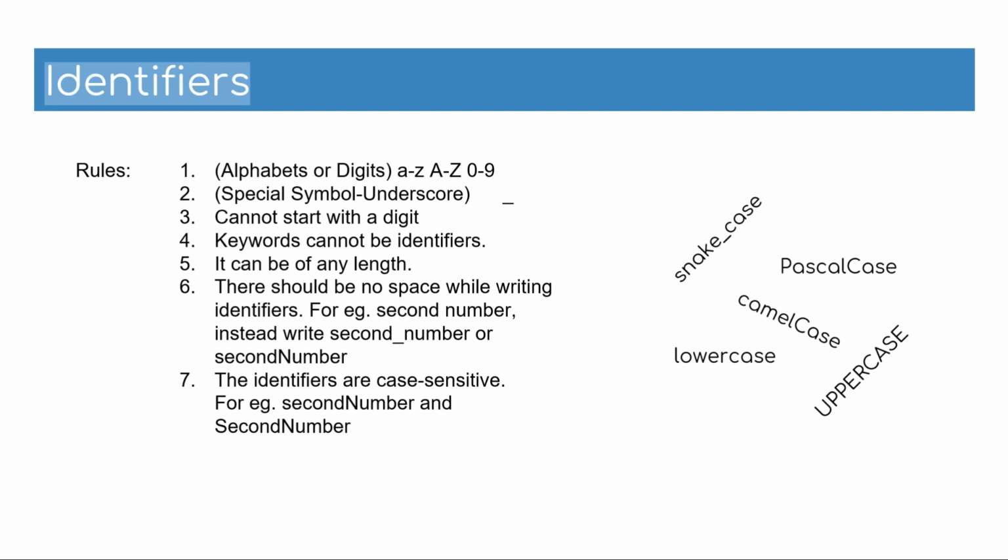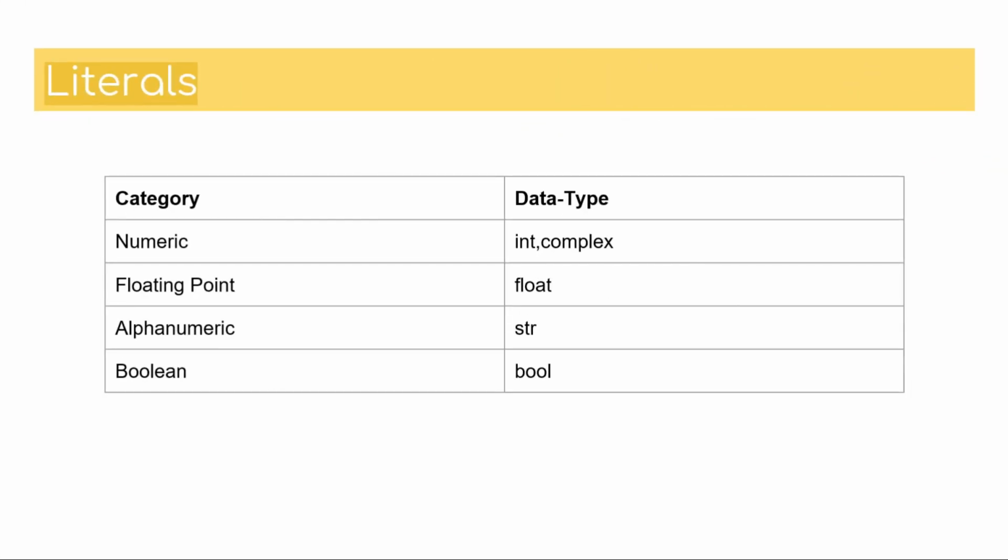So here I have summed up some special letter cases which are used in Python, that is snake case, whenever you write all the words in small letters separated by an underscore. Pascal case, where the starting letter of every word is a capital letter. In camel case, the first word is written with small letters and from the second word onwards the first letter of each word is capitalized. So now we are going to discuss literals.